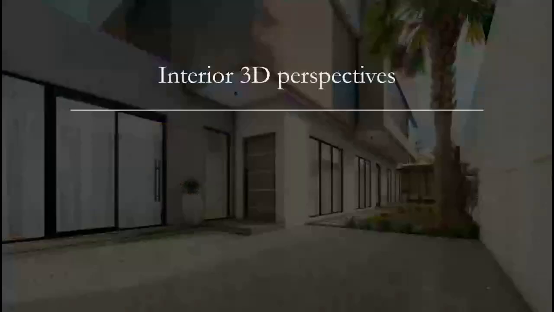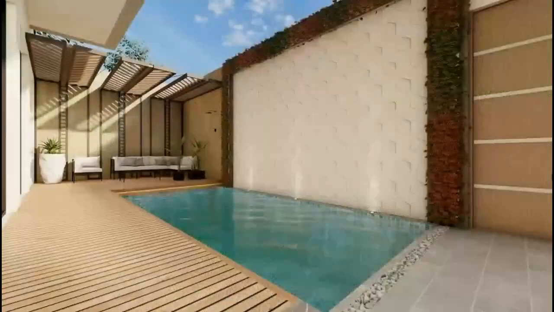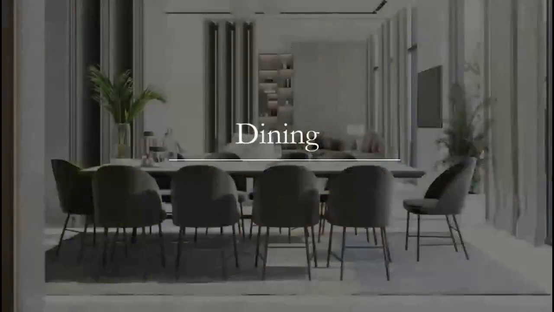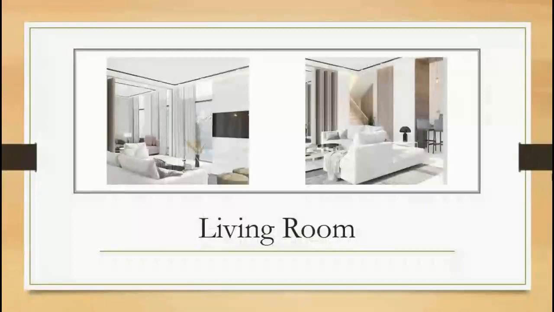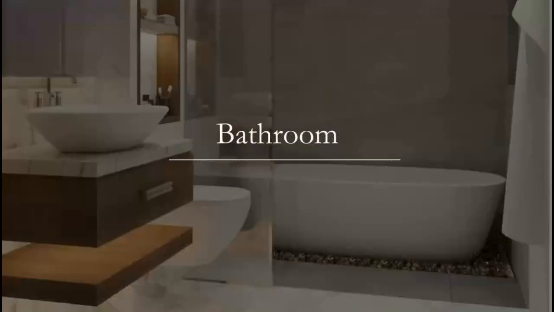Here we will move to the interior 3D perspectives. As we see, it has its own garden, swimming pool, and here is the guest room, the dining room, the living room, bedroom, the bathroom.